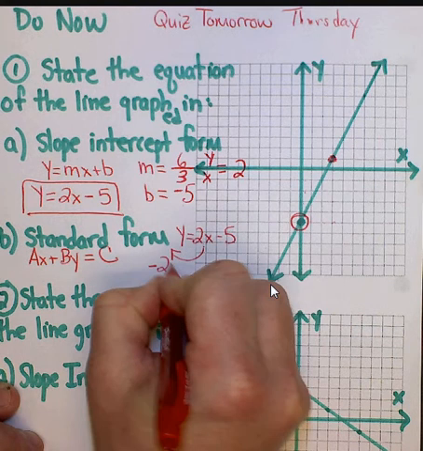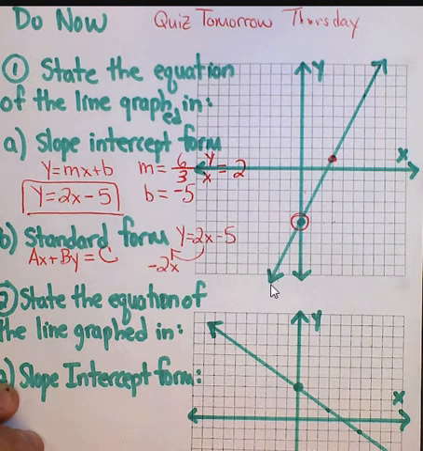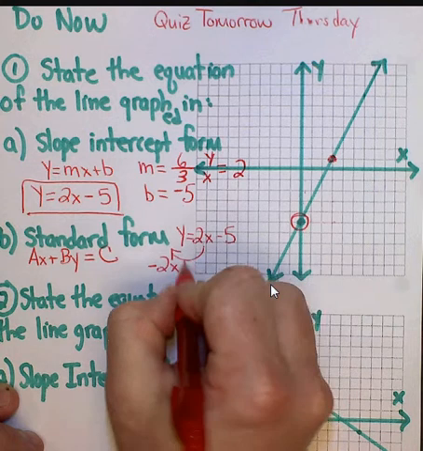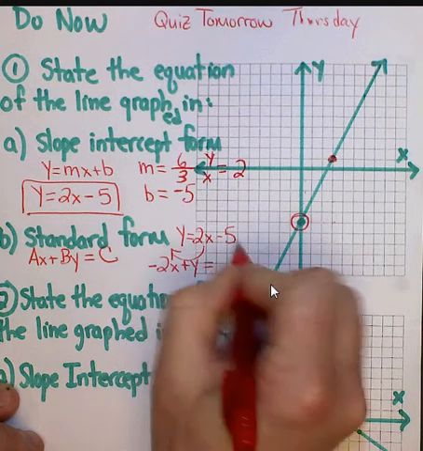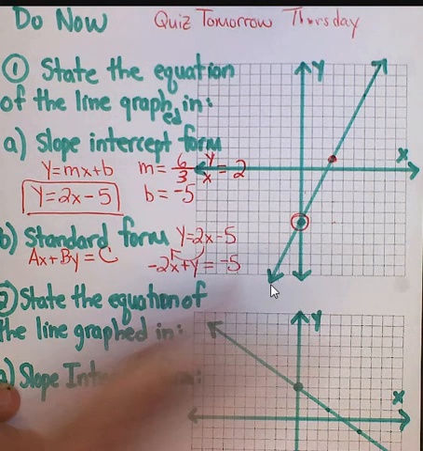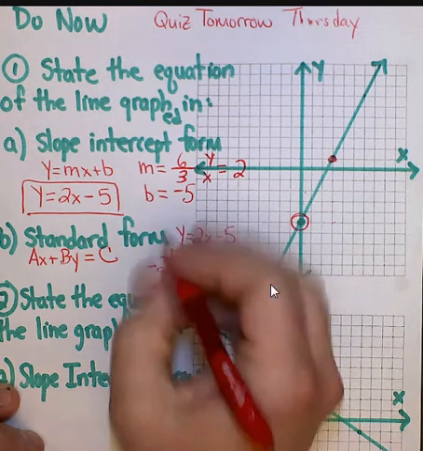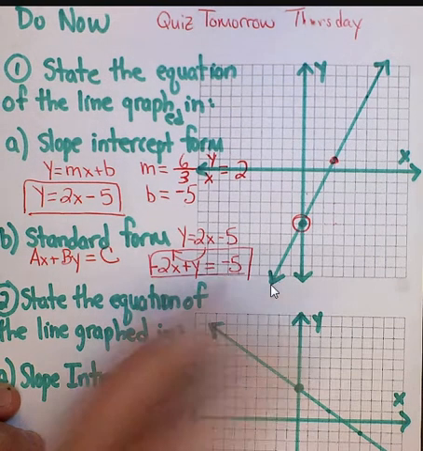Well, if it changes signs, it becomes a negative 2x. The y is staying where it is, and it stays as a positive y equals, and the 5 that's left is a negative 5. Okay? And that's going to be your standard form of your line.